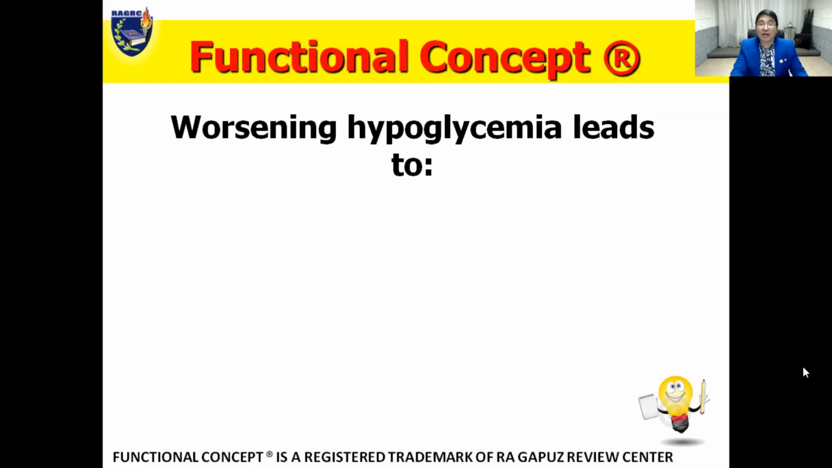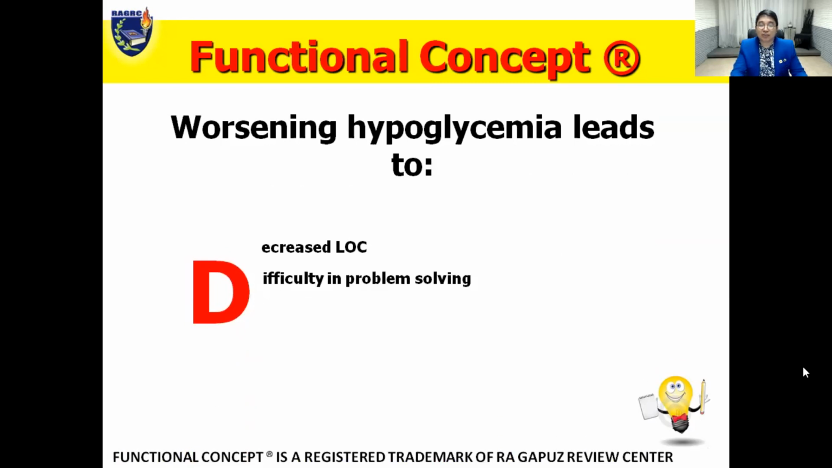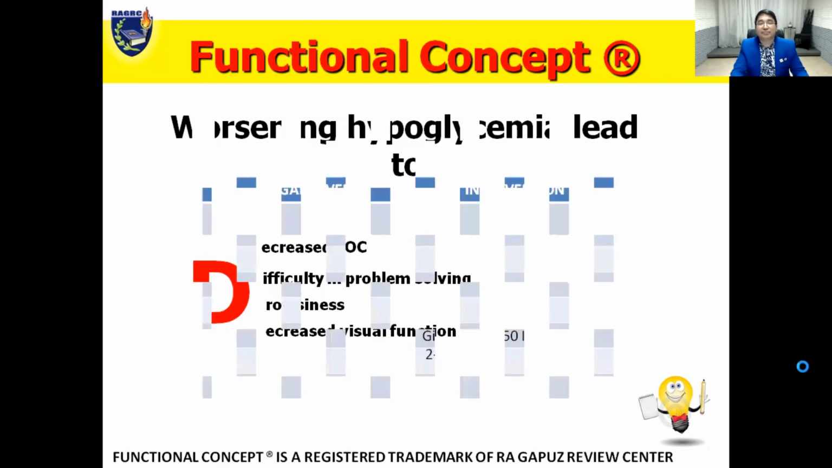Okay, now what are the warning signs of worsening hypoglycemia? So remember, worsening hypoglycemia leads to the 4 Ds: decreased levels of consciousness, difficulty in problem solving, drowsiness, and decreased visual function. In this case, it's very important that you check the glucose levels of the patient, because not everyone who has decreased levels of consciousness could be suffering from hypoglycemia. Remember, decreased levels of consciousness could also occur in diabetic coma, which is actually a hyperglycemic state, okay?